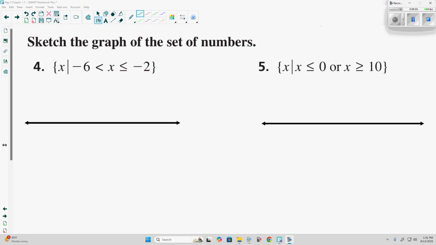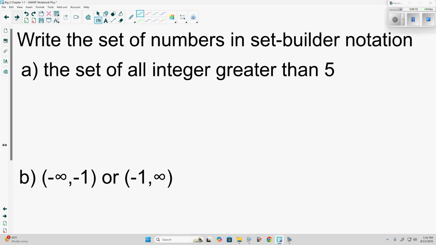We're finishing up the 1.1 note sheets today. I feel like we did finish this up yesterday. So what we're starting on is writing these types of equations and information into set builder notation.